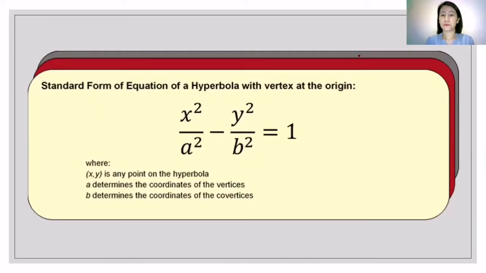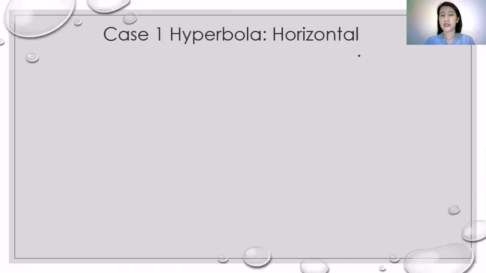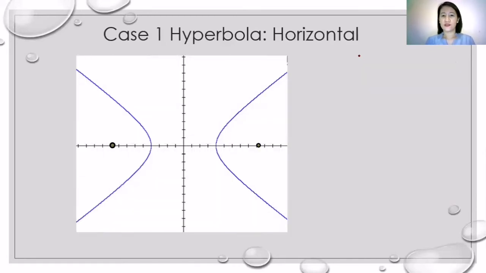Now, let's see how we are going to have the cases of the hyperbola. Case 1, hyperbola horizontal. So we still see these parts. We use A1 and A2 for the vertices this time, but actually we can still be using V1, V2. Anyway, it's the same. Next, we still have B. Look at B.